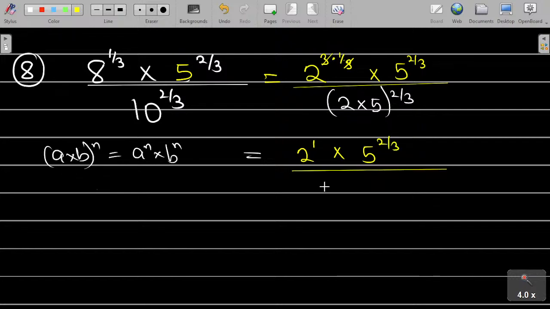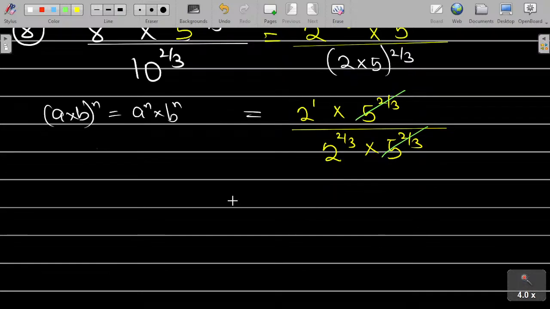And that is all over 2 to the power of 2 over 3, then multiplied by 5 to the power of 2 over 3, and immediately something will happen. This one will cancel this because they are equal. And that is going to now give me 2 to the power of 1 all over 2 to the power of 2 over 3.